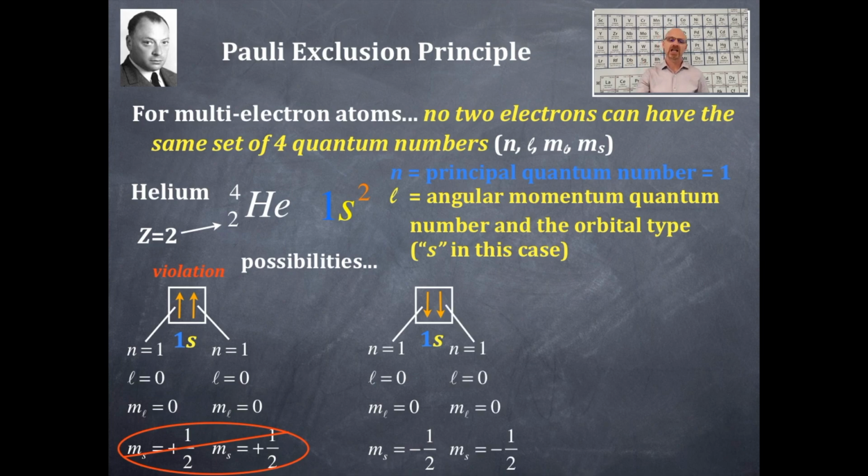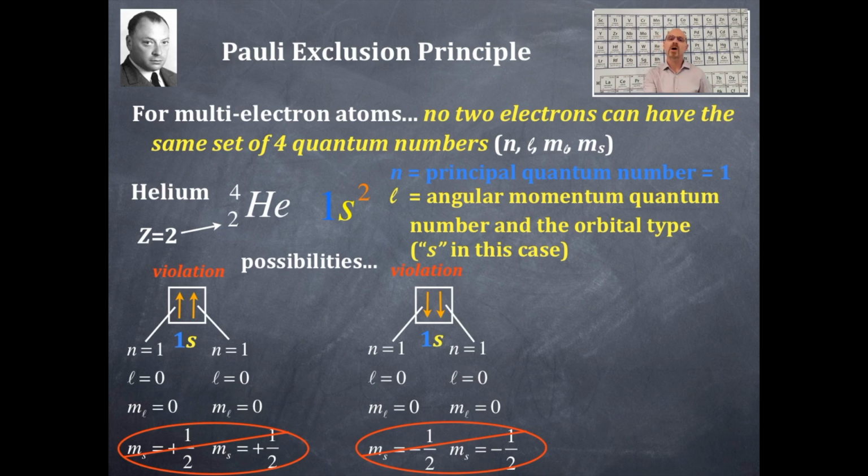N of 1, L of 0, M sub L of 0, and an M sub S of negative 1/2. You should see that all 4 quantum numbers are the same, and that is a violation, because you cannot have the same set of 4 quantum numbers for any electron in an atom.